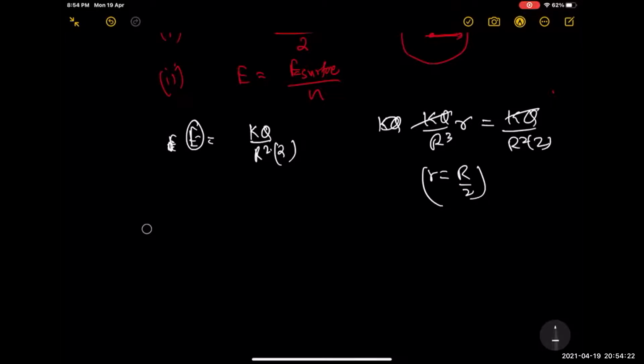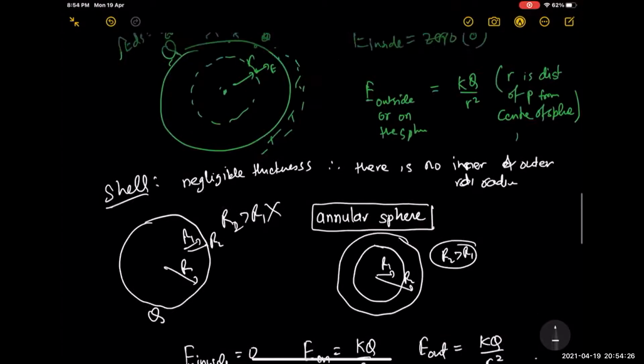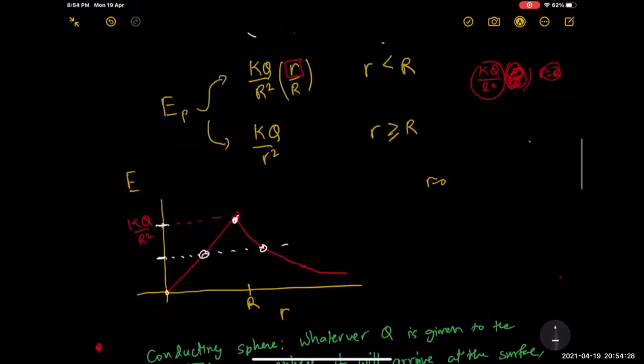Yes, because this was a linear distribution, right? So what is the electric field at half the distance, at R by 2? It is half the maximum value, right? Understood? Okay.